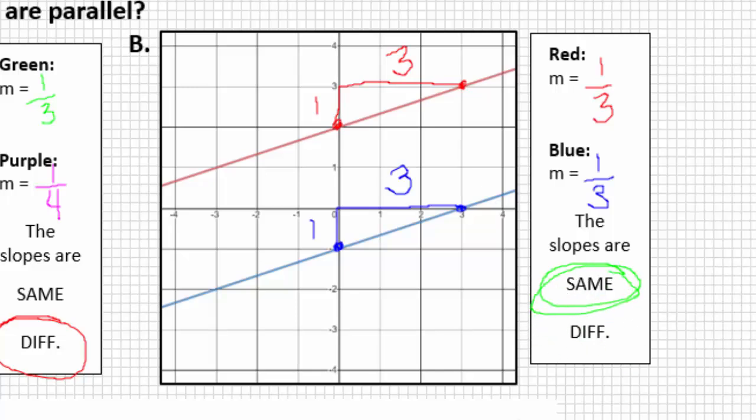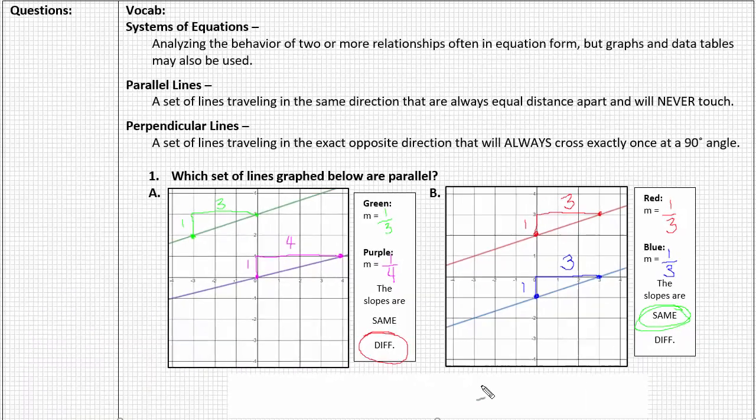So when we first started this question, I asked you to compare these two graphs and decide which set of lines graphed below were parallel. So I'm curious, which one do you think it is? Is it set A or is it graph B? Well, if you said graph B, I would agree with you. Mathematically, we have proven that they are parallel because they have the exact same slope. It's also important to note that they have different b values, so they're an equal distance apart.